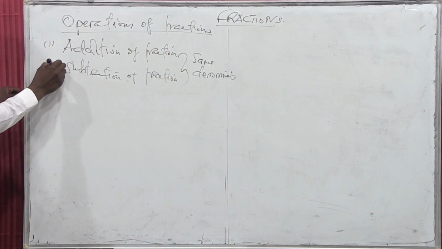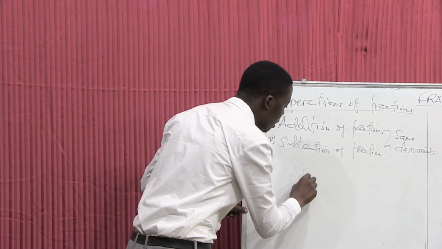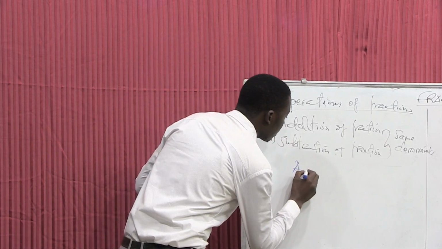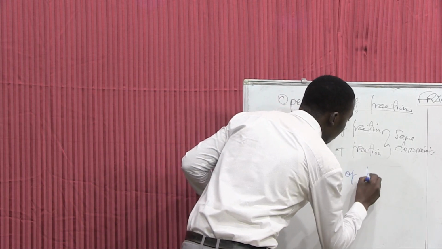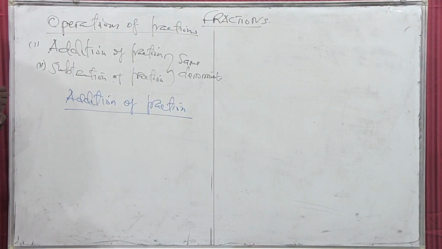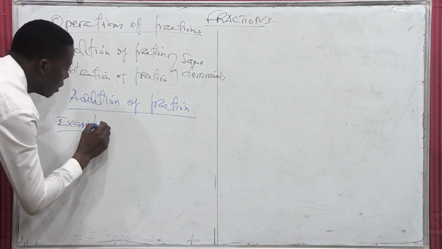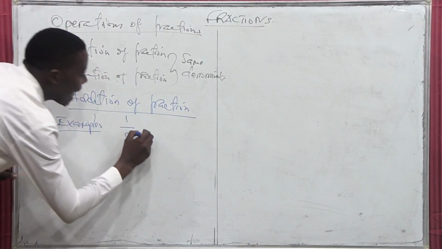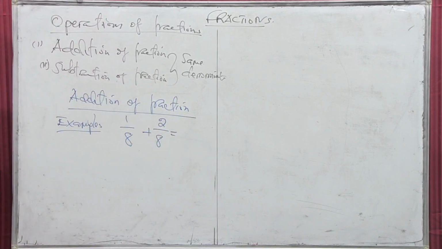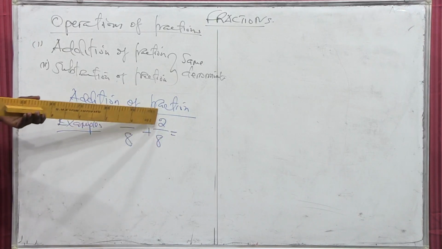Now let us start with addition of fractions with the same denominator. Example: 1/8 plus 2/8 is equal to. Now we have two fractions here. The first fraction is 1/8 and the second fraction is 2/8.